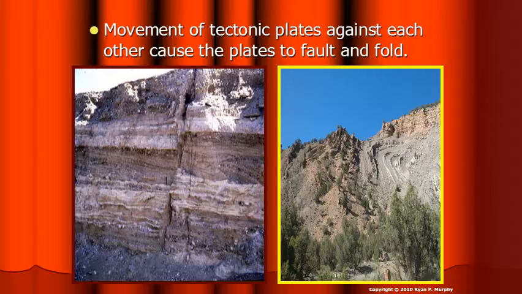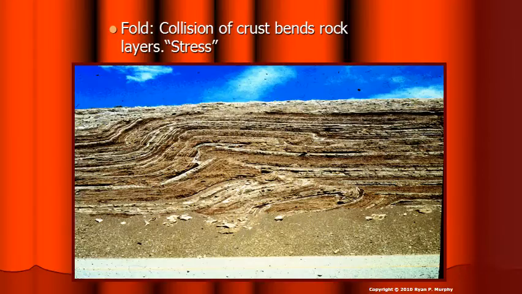Over here, we have what's called a fold, and you can see that it's folded over like that. So a fold, let's start with that. A fold is a collision of crust that bends the rock layers and is causing stress there. So this is the creation of stress happening, just like when you were holding your two hands together and trying to get them to move, you're building up tension and stress.